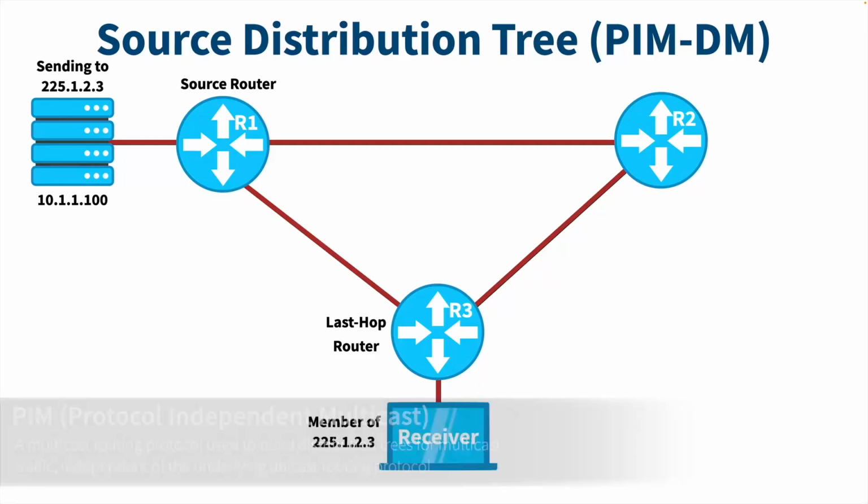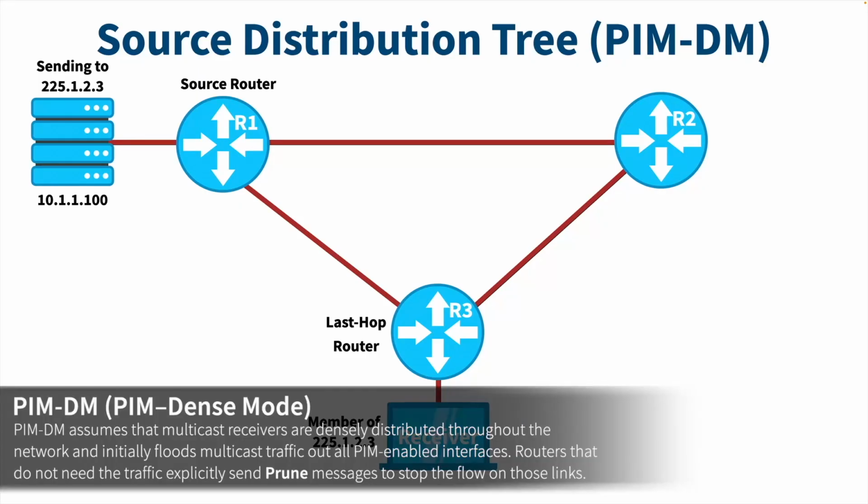And there are a couple of different varieties of trees. One is called a source distribution tree, and the type of PIM that uses that is called PIM dense mode. And the idea is when a multicast source starts sending traffic to a multicast group, the initial assumption is that everybody wants to receive this traffic, and it gets flooded throughout this multicast domain, going to all of our routers.